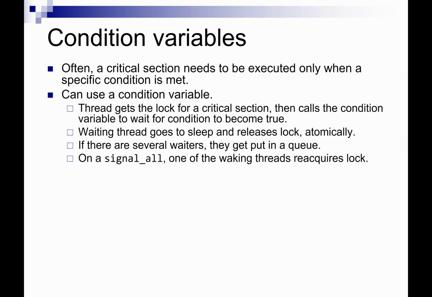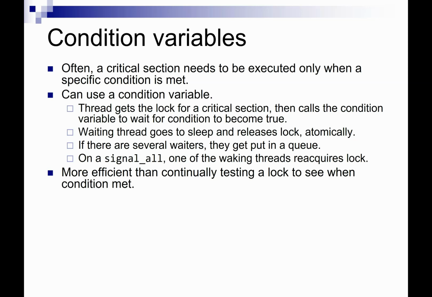Now since this condition holds, all of the threads are going to wake up, and after they wake up, they try to reacquire the lock. Of course, since they're competing for the lock, only one of the threads can succeed. The reason we use a condition variable is that this is more efficient than continuously testing to see when the condition gets met. If the condition is false right now, I might as well just go to sleep and wait for the condition to be true, instead of testing over and over whether it is true.